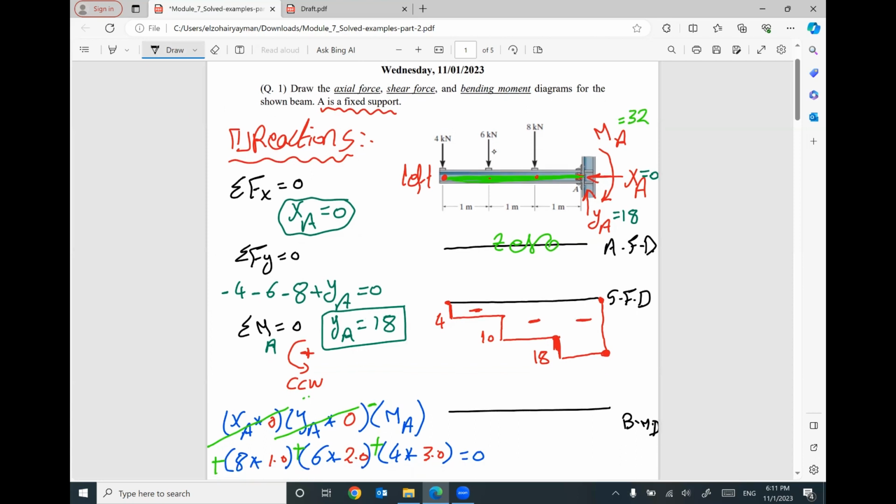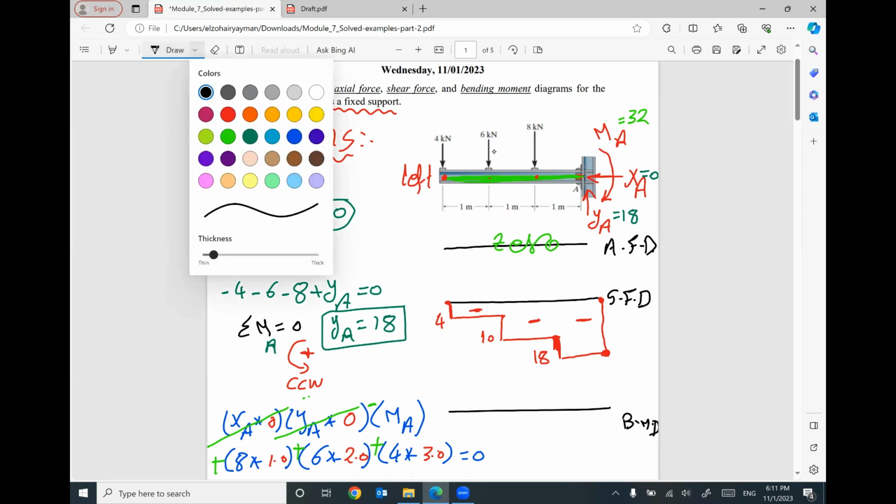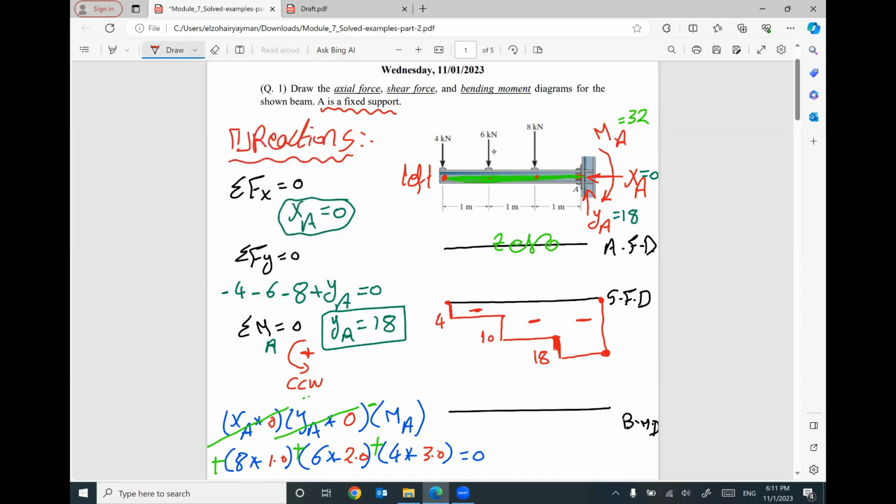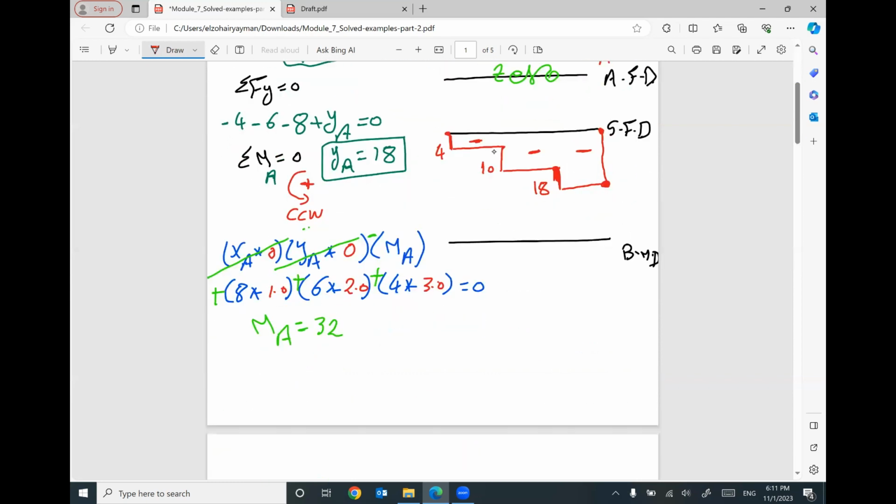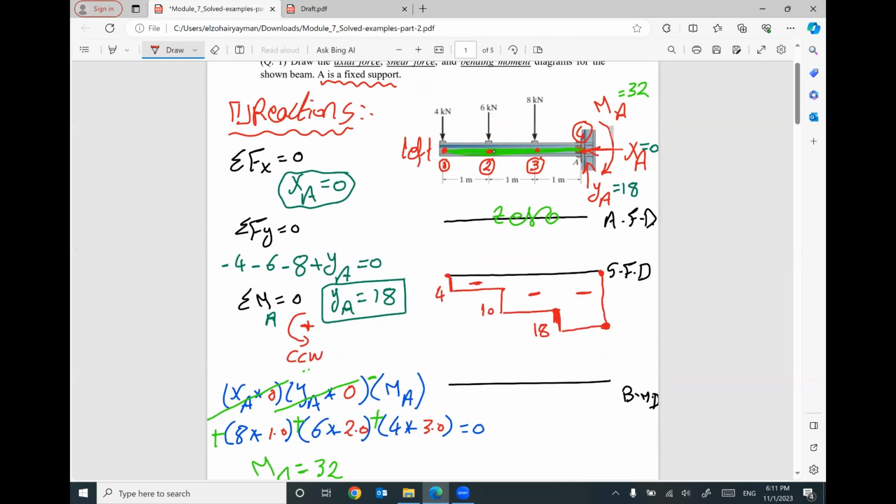The last diagram, which is a diagram for bending moment, I need to figure out the value at this position, the value at this position, the value at this position, and the value at this position. So I need to figure out 4 values. Remember and keep in your mind.